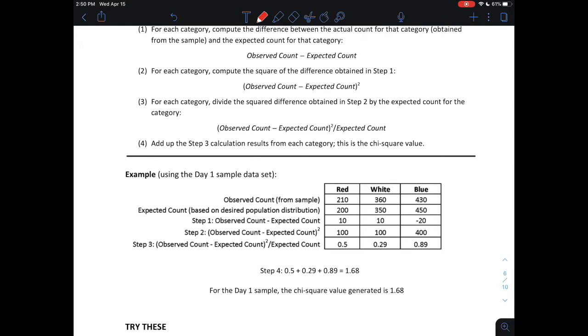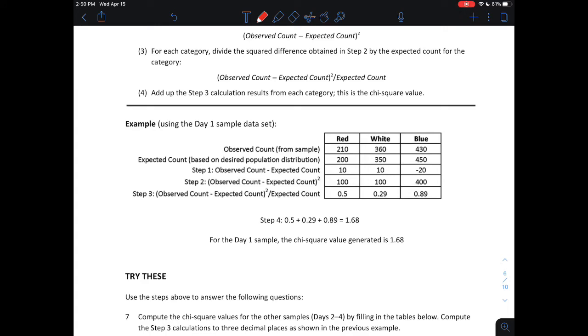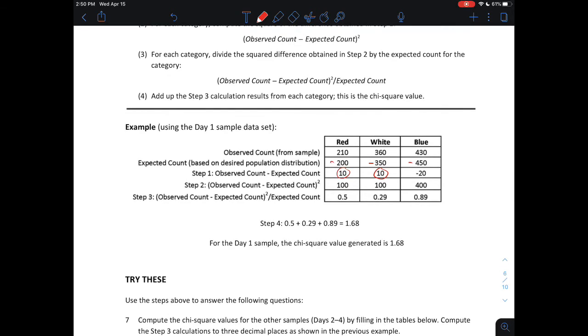So for example, using the day 1 sample data set, here they have the observed counts: 210 red, 360 white, 430 blue. Then the expected counts, that came from number 1: 200 red, 350 white, 450 blue. So the first step, take the observed counts minus the expected counts. 210 minus 200 gives you 10. For white, 360 minus 350 gives you 10. And for 430 minus 450, we get a negative. The negative is okay in this difference because the next step is going to be squaring those.